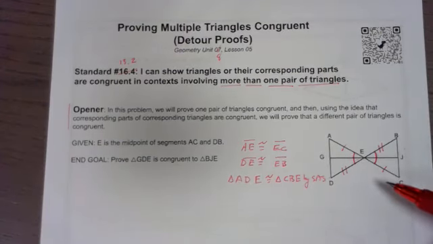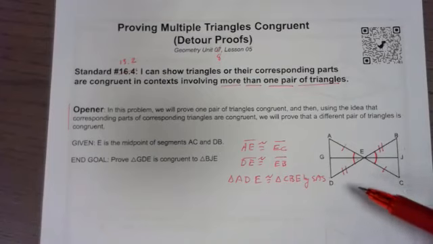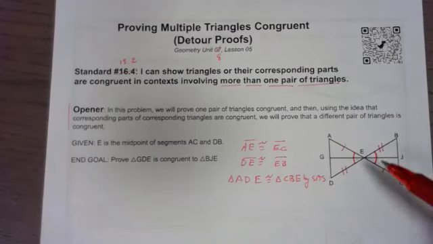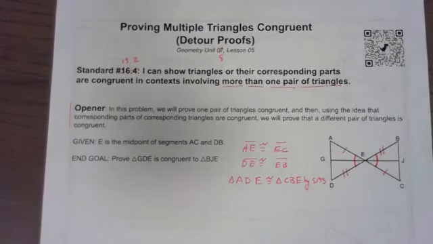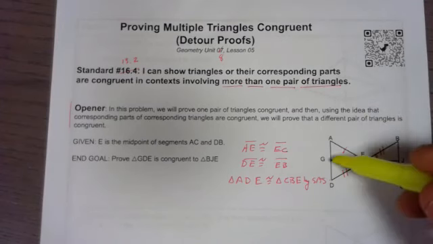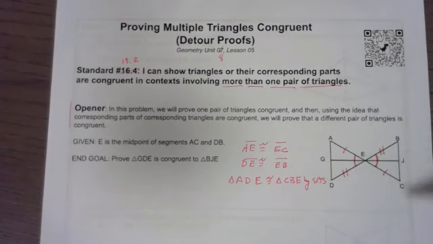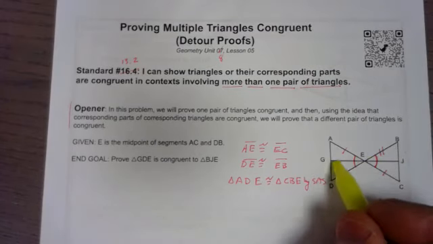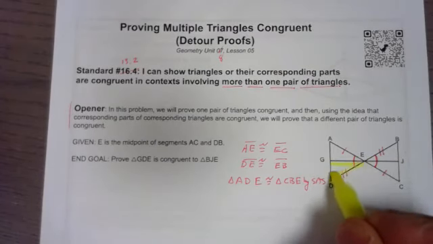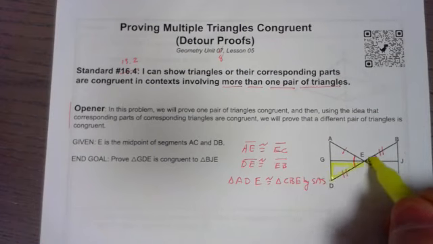Now, how does that help us? Well, what it tells us is that we now know a couple things. From our previous lesson, we know that all of the parts that match up in the two congruent triangles are going to be congruent to each other. So, so we don't lose track, I'm going to highlight the triangles that we're trying to prove congruent to each other.